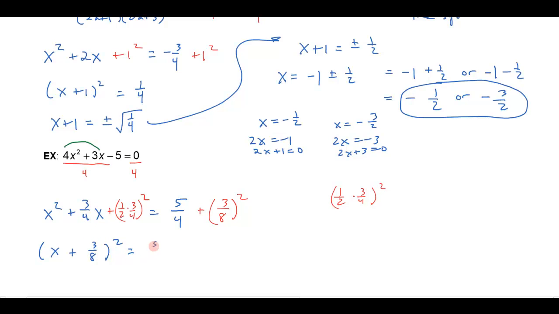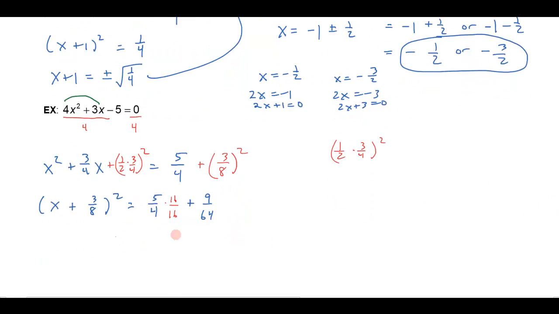Now over here on the other side, I've got 5/4 plus 9/64. So notice again I left a little space right here because I want to add in what I need to get a common denominator. I'll multiply here by 16 over 16 because that'll give me a denominator of 64. So this is x plus 3/8 squared is equal to 80 plus 9. That's 89/64. All right. So I'm going to extract the square roots.